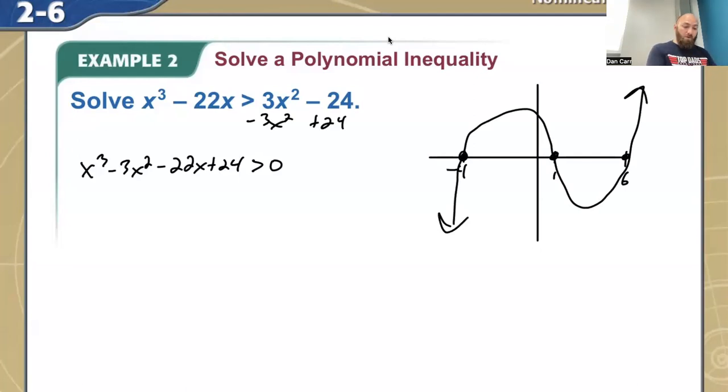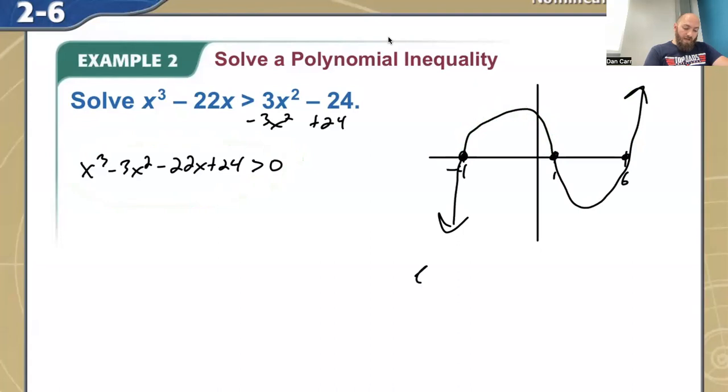So again, the question is, when is that polynomial greater than 0? So if I look at my graph here, it should be all of this section here. All of these values are above 0 here. Everything here is also above 0.